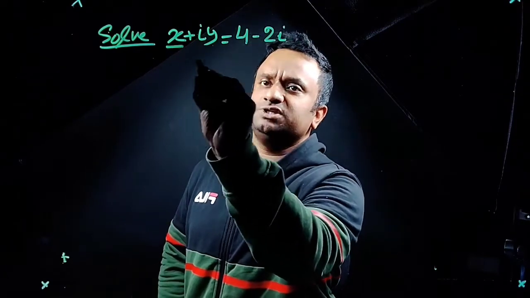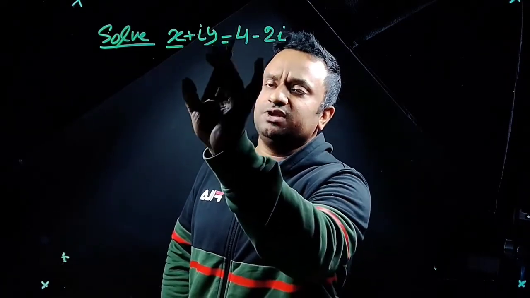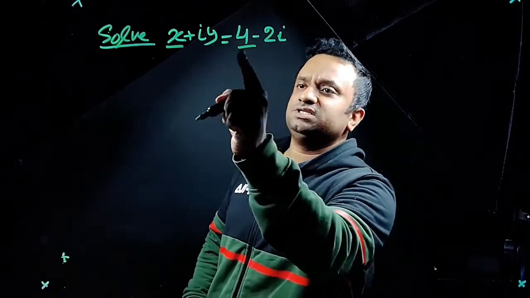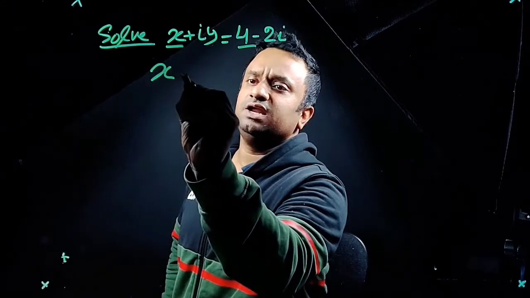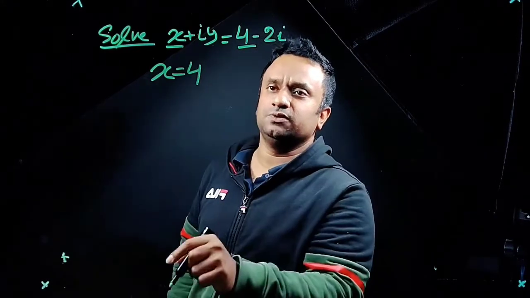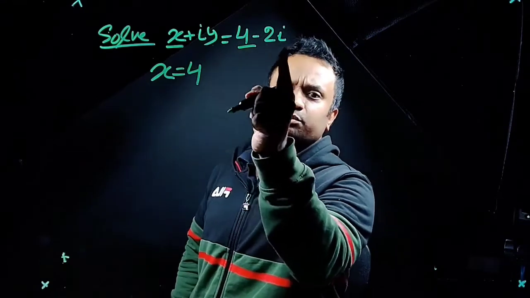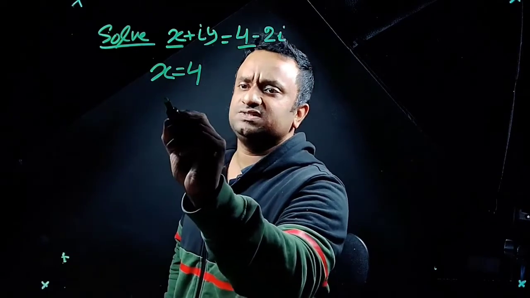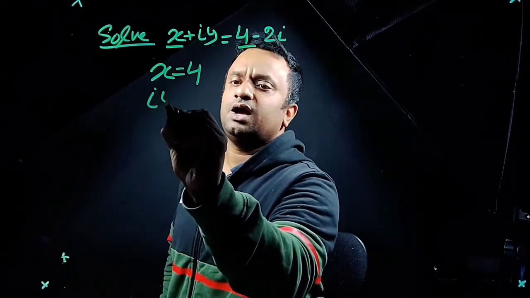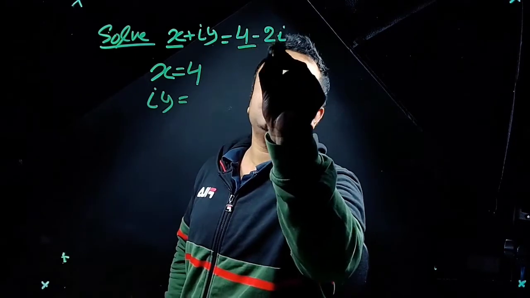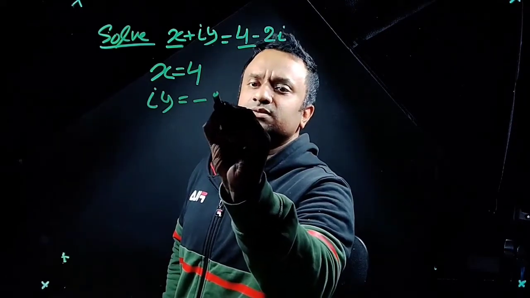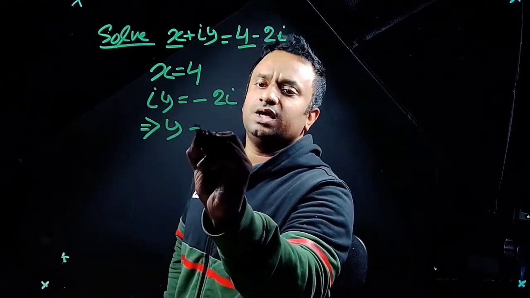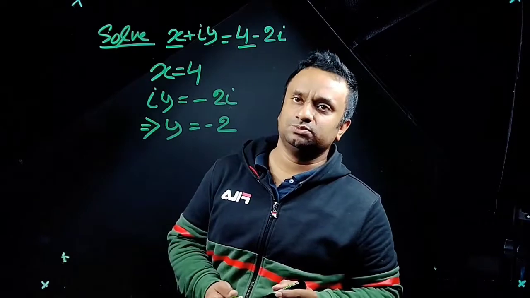So the real part of this complex number is x, and the real part of this complex number is 4. So I can write the real parts are equal, so x equals 4. Now the imaginary parts of this equation are same. So the imaginary part of first complex number is iy, and the imaginary part of this complex number is minus 2i. So I can write y equals minus 2.